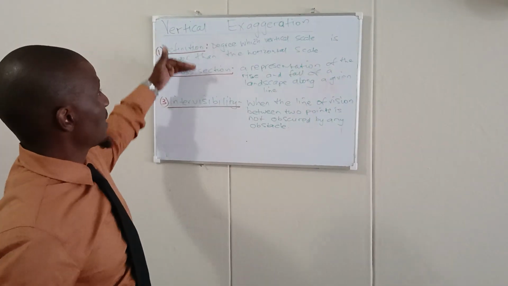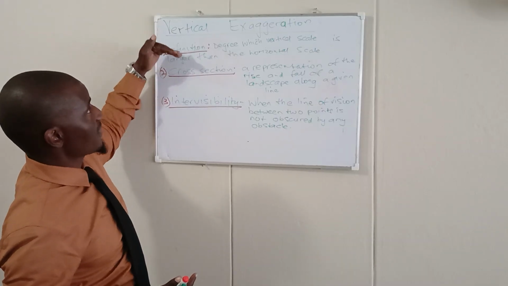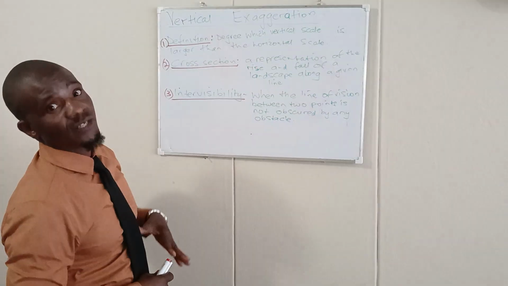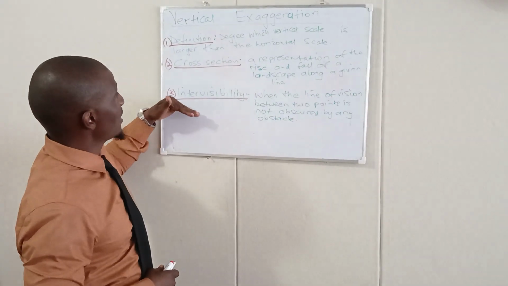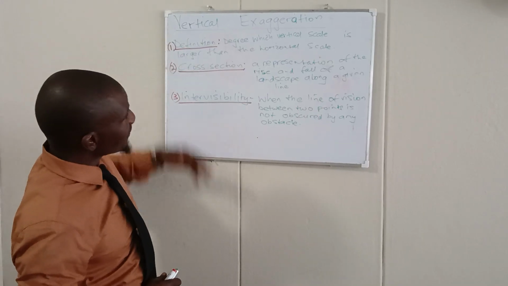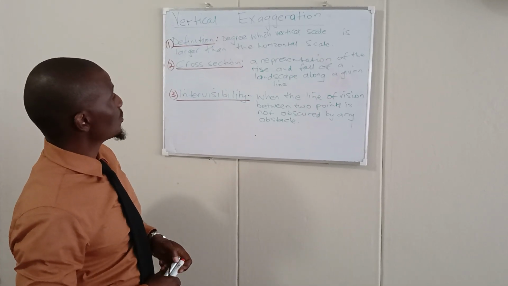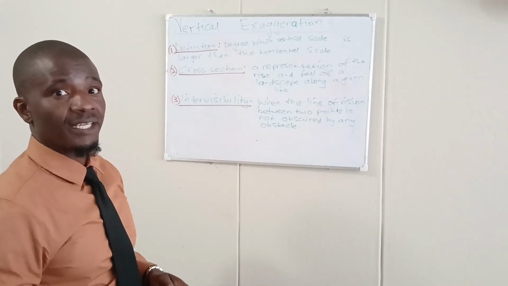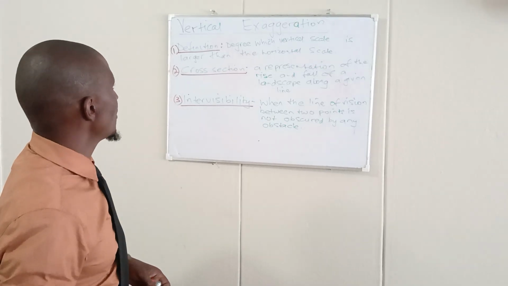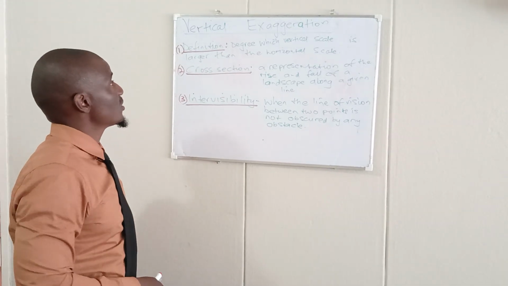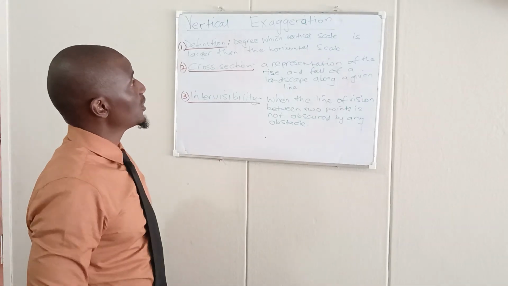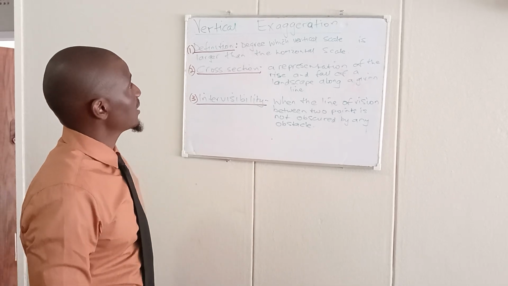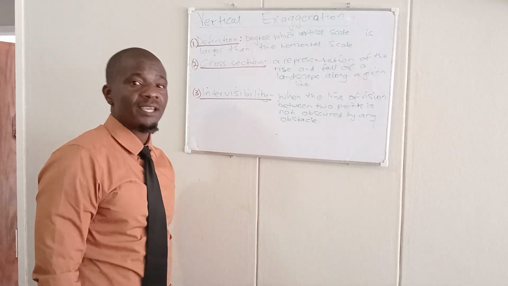These three concepts go hand in glove. Whenever you are asked to calculate vertical exaggeration, obviously you also consider cross-section and the definition, and the aspect of intervisibility can also be assessed in relation to vertical exaggeration. So from what I've written down, vertical exaggeration is the degree to which vertical scale is larger than horizontal scale.